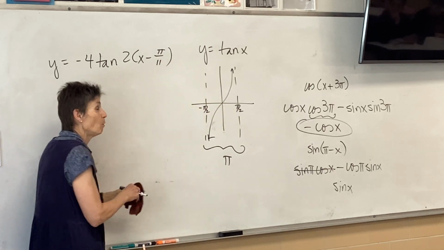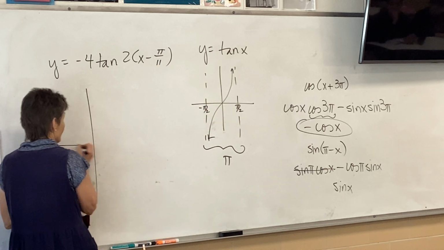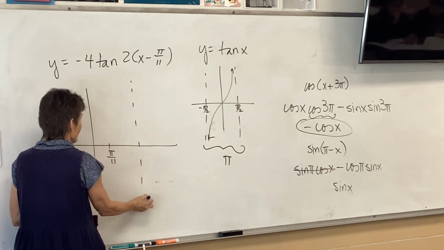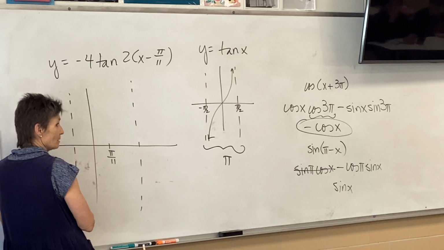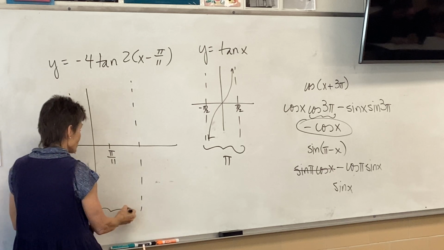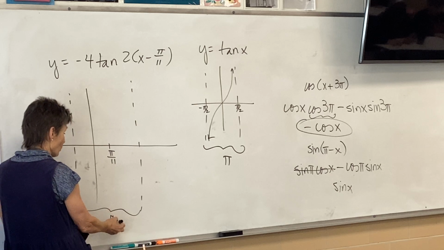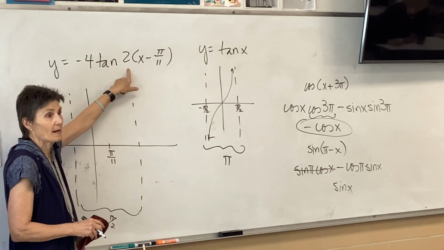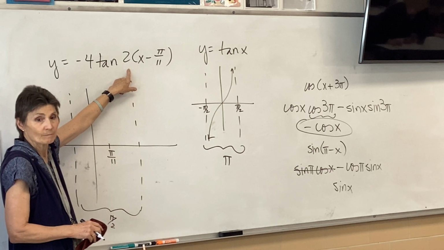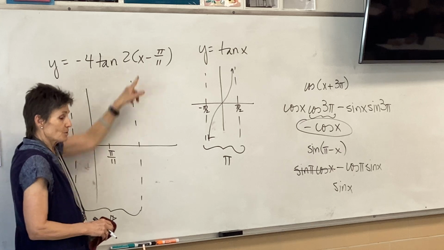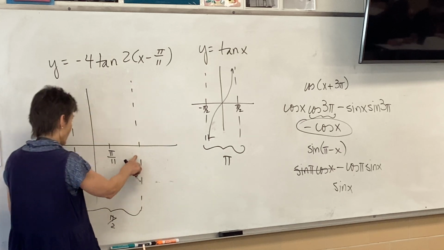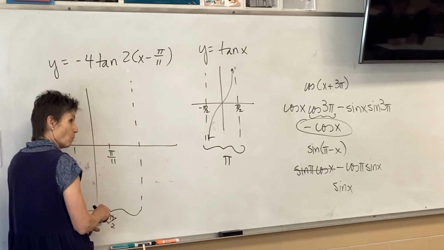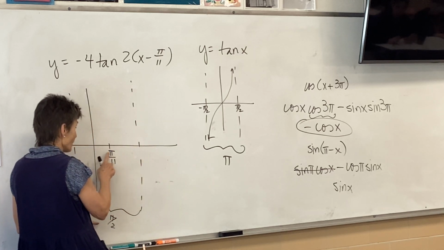It's going to go through the point pi over 10. So here's pi over 10. There's going to be an asymptote over here and an asymptote over here. And the distance between those asymptotes is going to be pi over 2, because you told me my period now is pi over 2. Correct? So how am I going to find where these asymptotes are? Add and subtract pi over 4. This will be pi over 4, and this will be pi over 4.